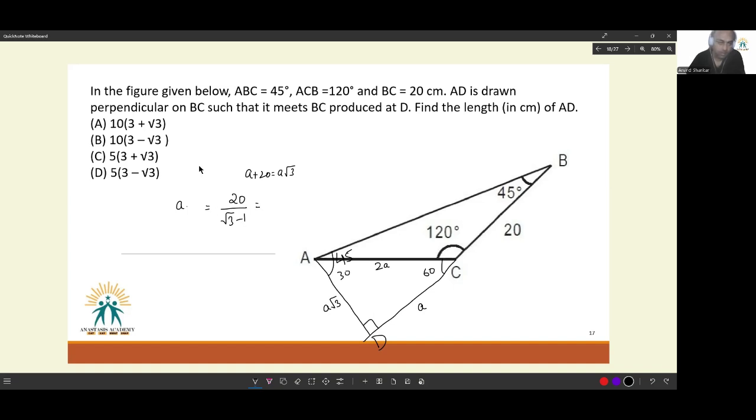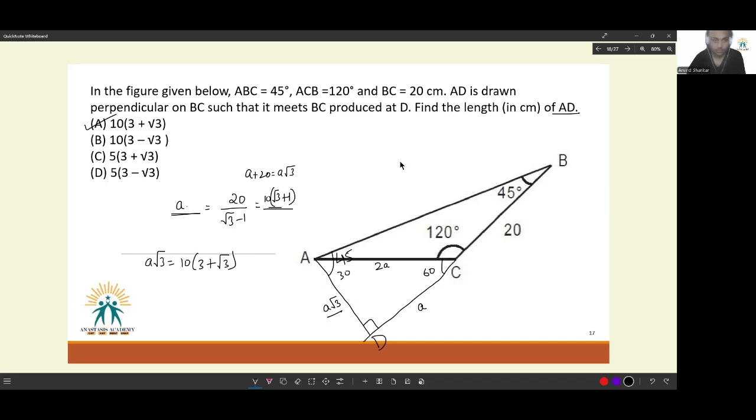Now this 20 by root 3 minus 1, nothing is in the denominator in the options. So let me first rationalize it. I'll get 3 minus 2 in the denominator, and 10 times root 3 plus 1. Now we have our value of A. What did we need? Value of AD. AD was A root 3. So our final answer, A root 3, would be equal to 10 times 3 plus root 3, so option A will be the right answer.